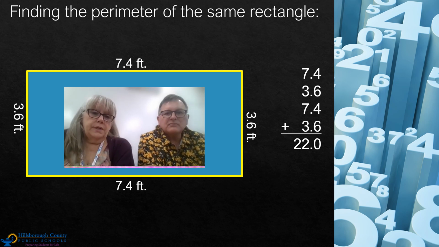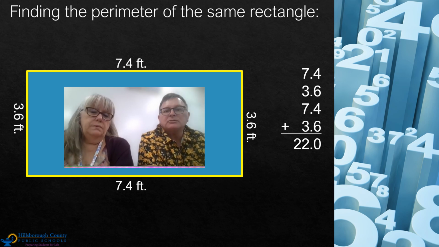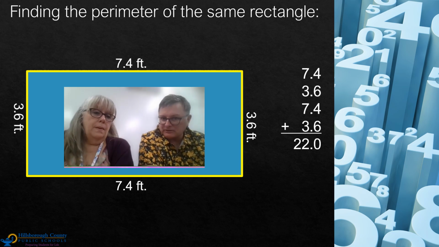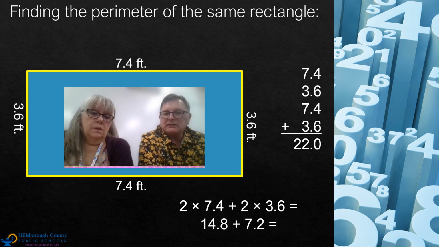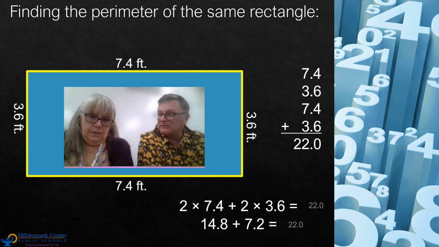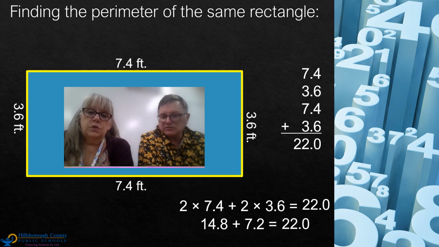What's the other way to do it, Daryl? Well, I see some multiplication here. I can multiply 3.6 times 2, because I have two of them. Two of them, and I have two 7.4, so I can multiply those by 2, add those products, and that would give me the total perimeter. Exactly, and the total perimeter is still 22 feet.